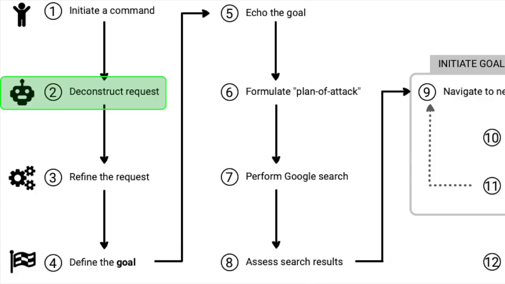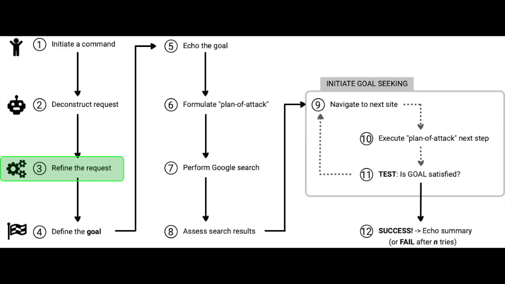Step 2, deconstruct the request. This is where named entity recognition occurs to extract entities, proper names, and other such details. When I was in elementary school, we had to identify the who, what, when, why, where, and how of a given scenario. Our agent is going to need to do something very similar. Step 3, refine the request. This is where we would normalize the request, correcting things like spelling and punctuation errors, etc.